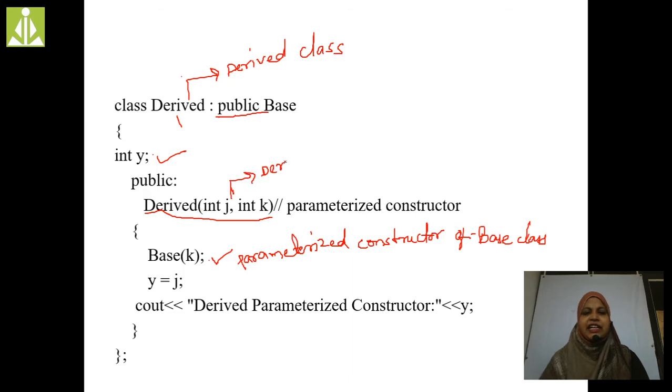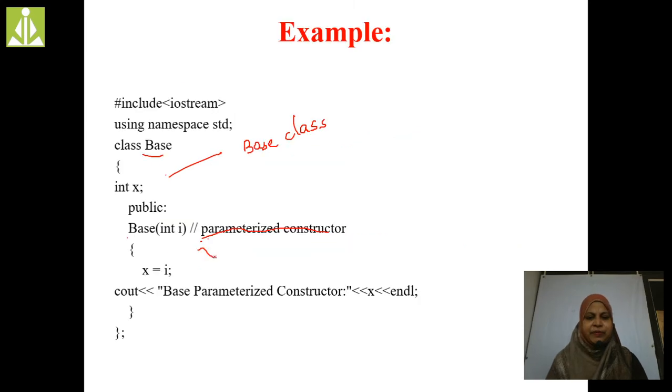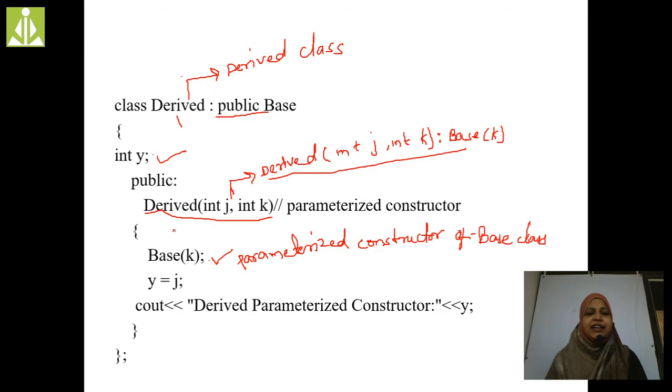Derived(int j, int k): base(k). We can write in this format also, derived(int j, int k): base(k). Whenever we write this, automatically the parameterized constructor of its base class is going to be invoked, then the derived class parameterized constructor is going to be invoked.